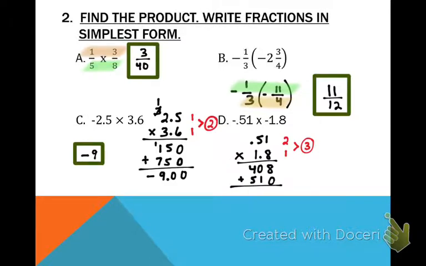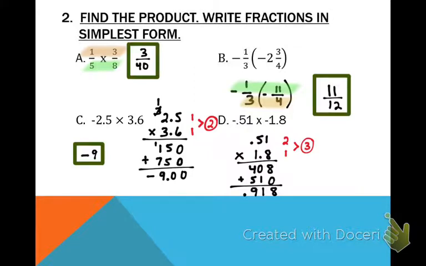Add these together. When you add it together, what do you get? Negative 918. How many places do I need to move the decimal point over? 3 places, 0.918. Do I need to keep this as a negative or make it a positive? It's going to be a positive because there were 2, okay?